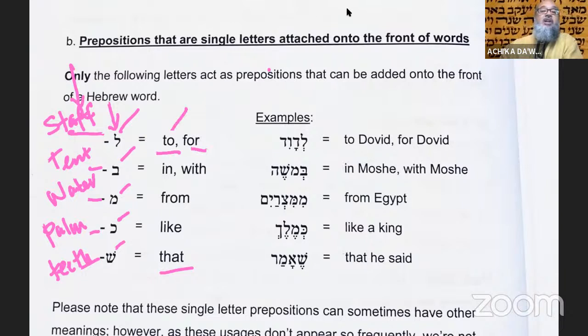When you talk about a bet, you're talking about in and with, because inside of a tent, you can go inside the tent. You could travel with the tent, see, that's why it makes sense. When it talks about from, you're talking about the water. Well, what do you got to do? You got to leave the tent to go from somewhere to go get the water.